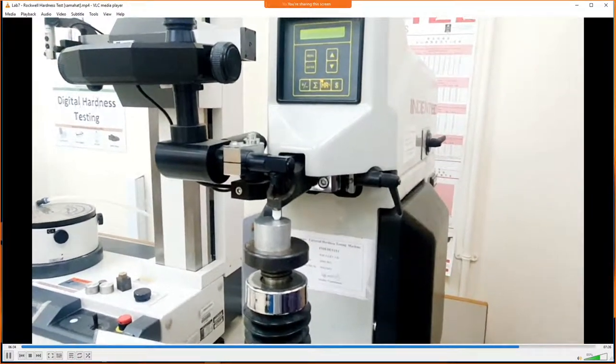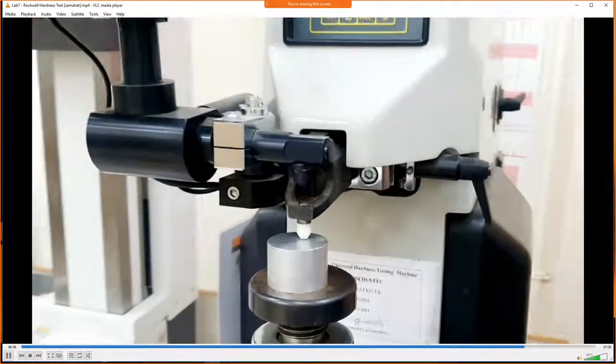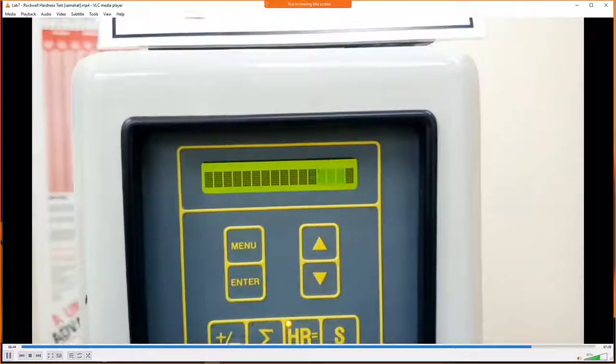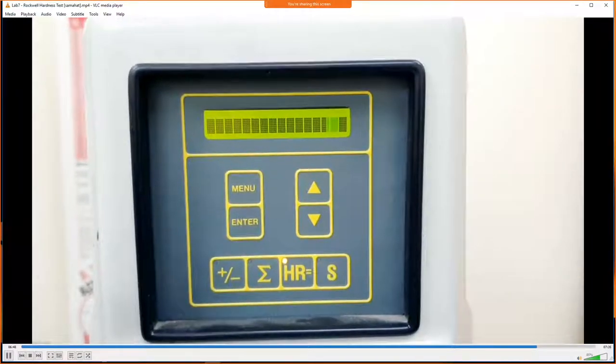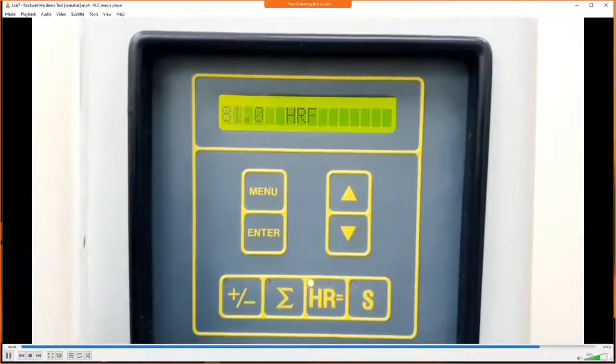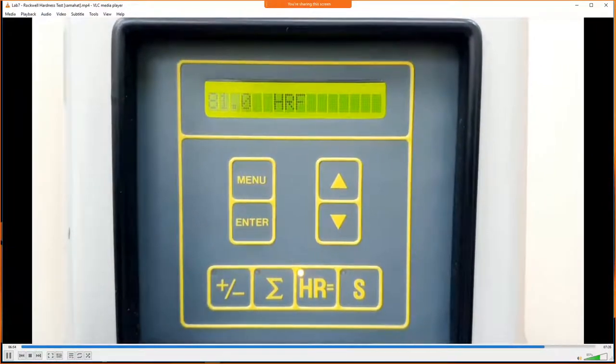And now we will repeat the same for the second position of the same sample in order to have two readings in the same sample. Once the machine is almost touching the sample, we will start the test and the machine will calculate the hardness of the aluminum sample. In this case, the hardness value is measured to be 81.0 HRF.